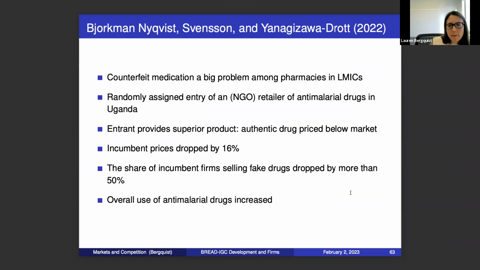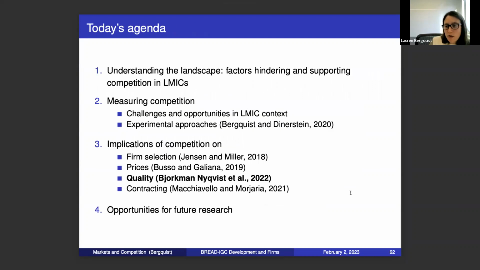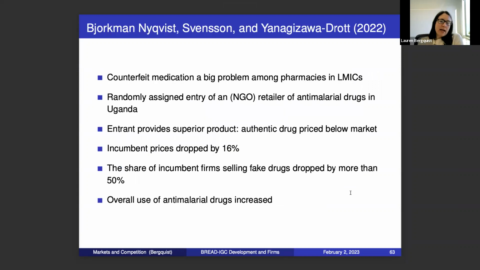I want to talk quickly about impacts on quality. So this Bjorkman-Nyquist et al. paper is looking at entry into the pharmacy industry in Uganda. The backstory is that counterfeit medications are a really big problem. Don't think here of CVS or Walgreens, which are regulated by the FDA. This is a situation where pharmacies in Uganda are very small mom and pop shops that are largely unregulated, and counterfeit medication is really a big problem.